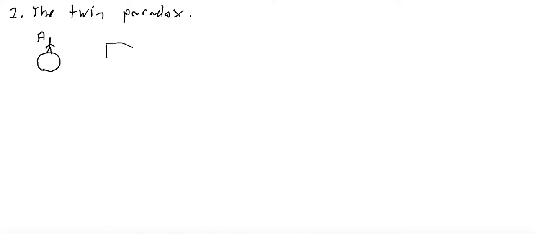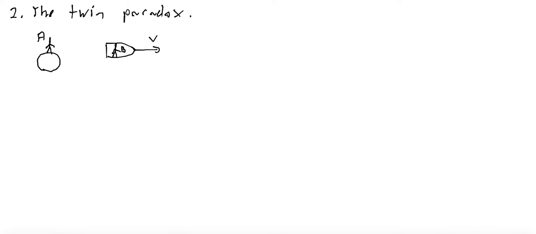Okay, point number 2, the twin paradox. One of my favorite thought experiments related to the special theory of relativity. Let's imagine that there are two twins. One, Alice, stays on the Earth, and the second, Bob, travels in a quite fast, let's say, spaceship.